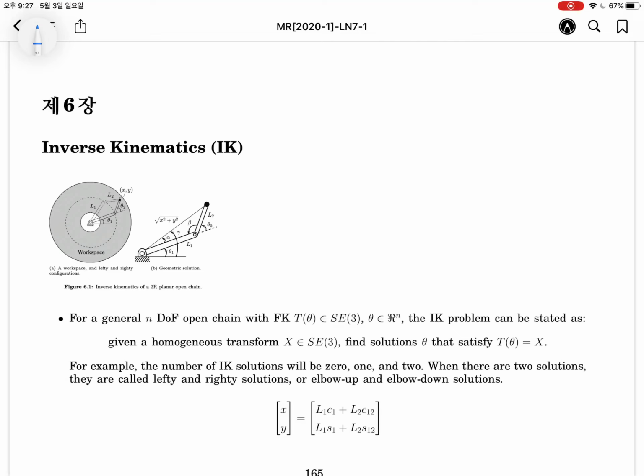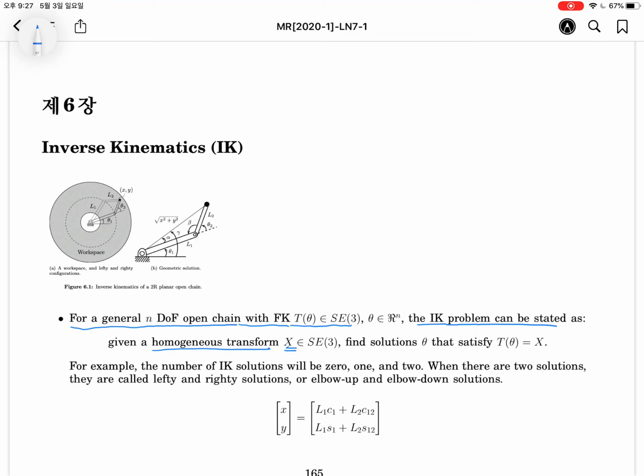In chapter 6, I will talk about the inverse kinematics of the robot system. Okay, let me read the first sentence. For a general n degree of freedom open chain, not closed chain, with POE kinematics, T(θ) belonging to SE(3). The inverse kinematics problem can be stated like this.